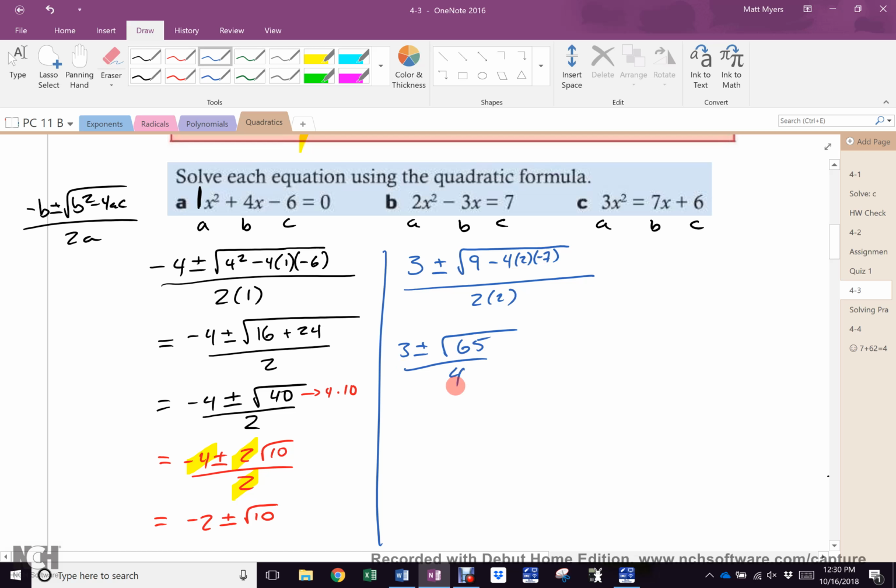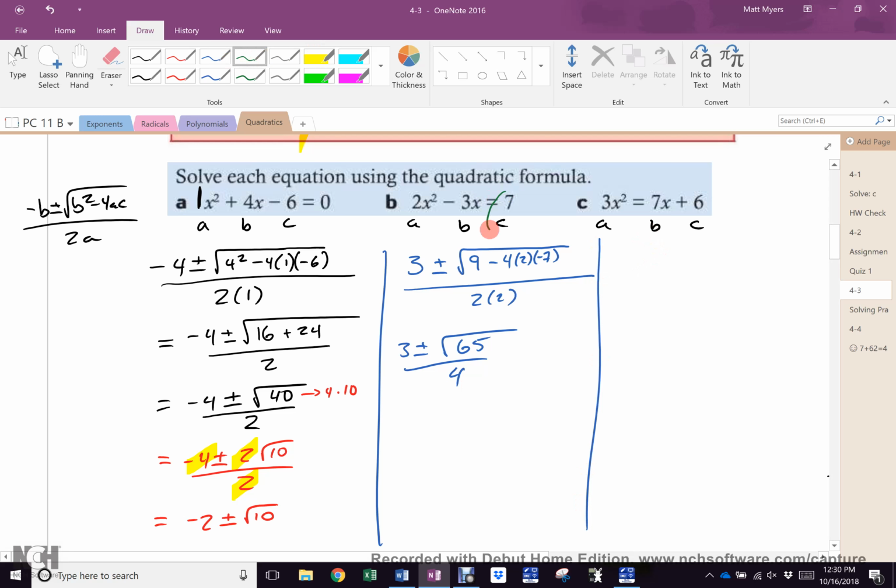Can I go any further than that? No. Why not? Because it's not a perfect square. There are no perfect squares in 65? What is it? 65 is 13 times 5, yeah? Yeah. Any groups? No. And lastly, we'll go green.